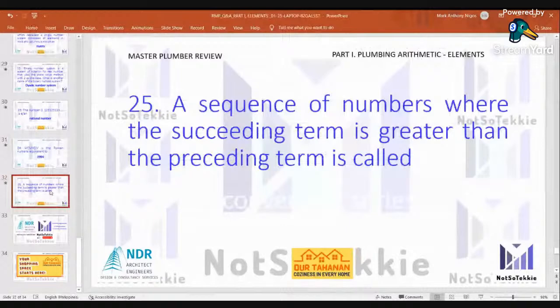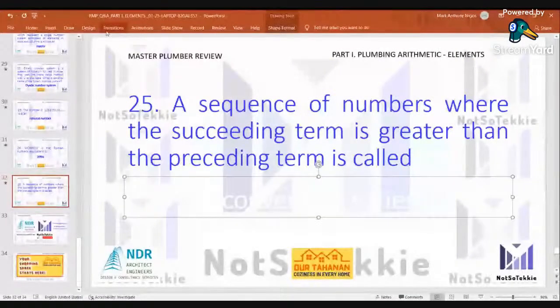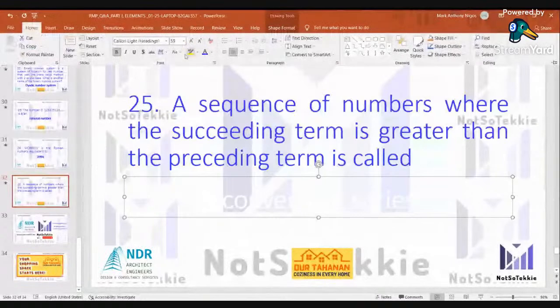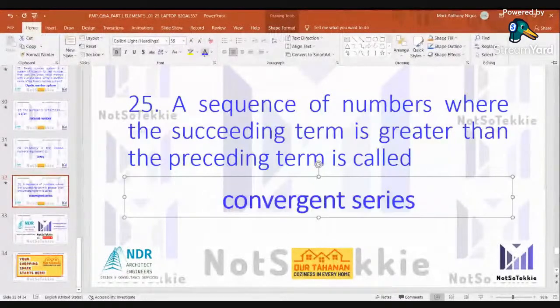Sequence of numbers where the succeeding term is greater than the preceding term is called what? The answer is Convergent series.